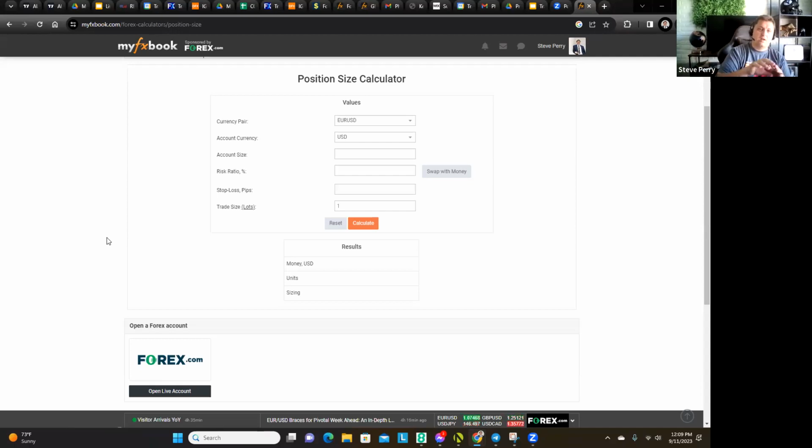So the lot size calculator takes all the variables, like the currency pair, your account size, the risk appetite you have, which is the risk ratio, the stop loss, and the currency you're trading in. It takes all those variables, combines them together, and makes sure that you're trading an even amount of money every single trade. That's the problem that we're solving with the lot size calculator.